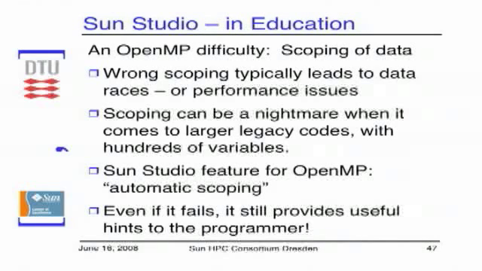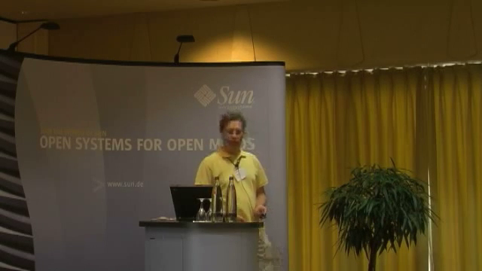And as a result, there's an extension to OpenMP. It's not in the standard, but it's a Sun extension to OpenMP. That's automatic scoping of variables, and it's really, really useful. And even if it fails, if it can't scope all your variables, it will give you hints why it cannot do it, and then you, as a programmer, can go in and help the compiler to resolve those issues. And I'll come back to that later.